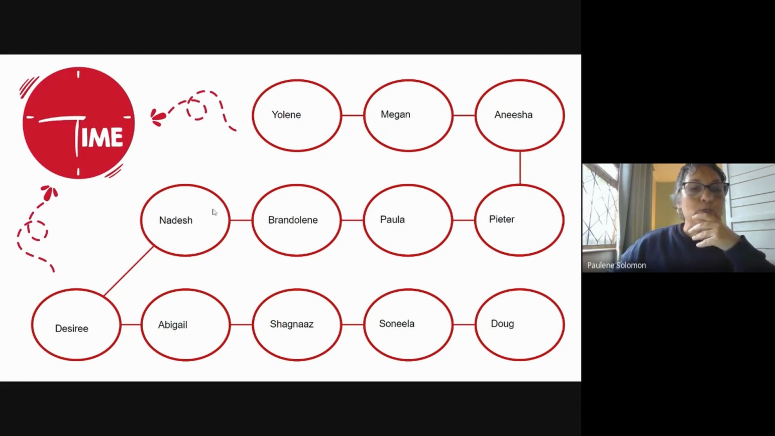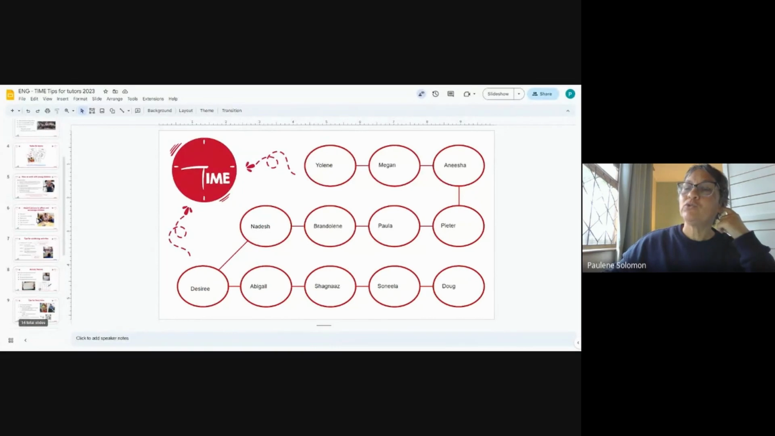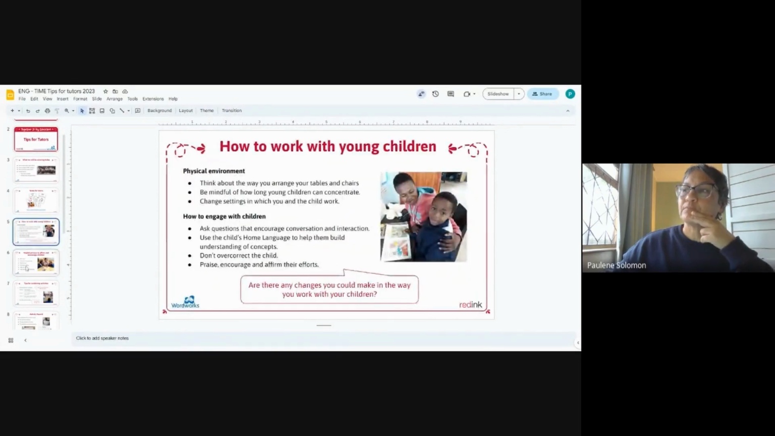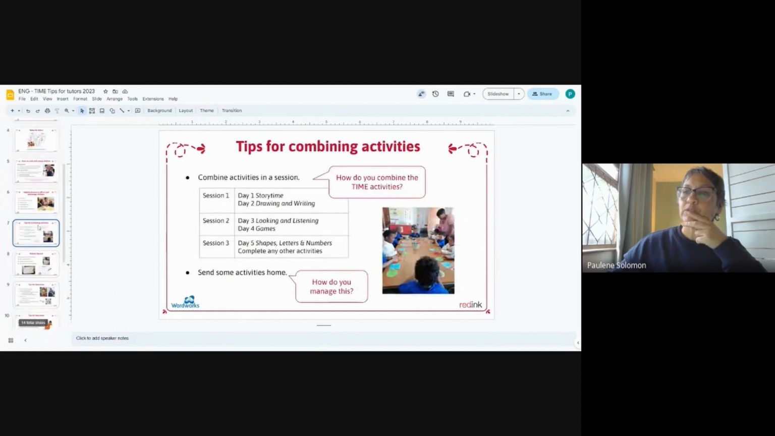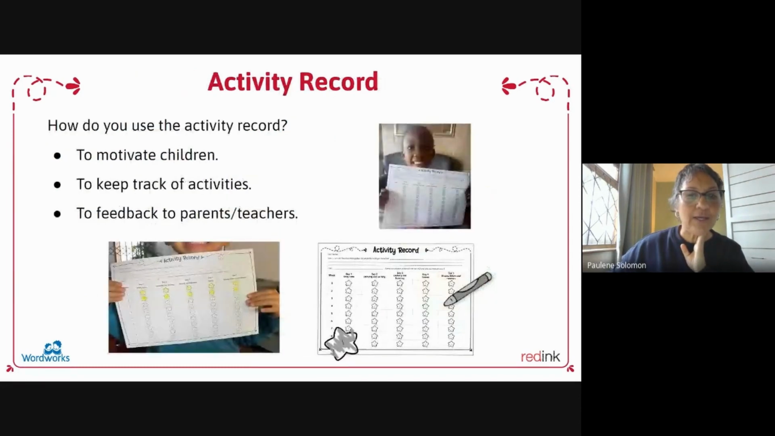So thank you for the three people who shared. We're going to give everybody an opportunity later, some others in the group, to talk. So let's move back. We're just talking now about combining activities, and we heard from our colleagues how they do that, and we've also heard how some of our colleagues are managing this home after school setting. Thank you so much for that.